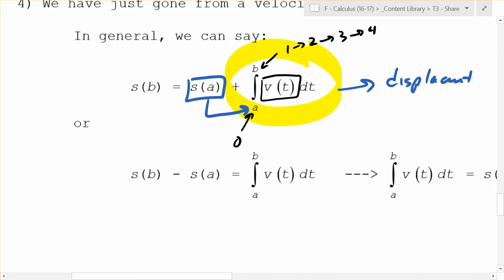The lower limits of integration. Are you with me so far, everybody? Okay. So let's draw one.